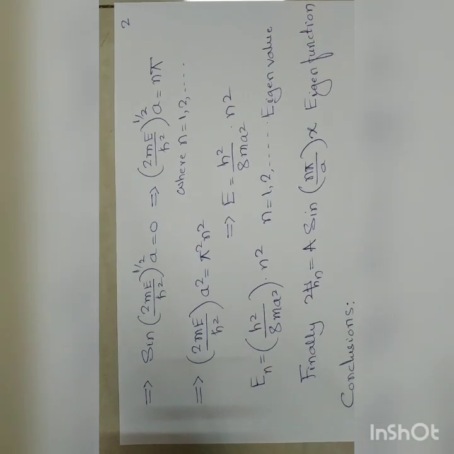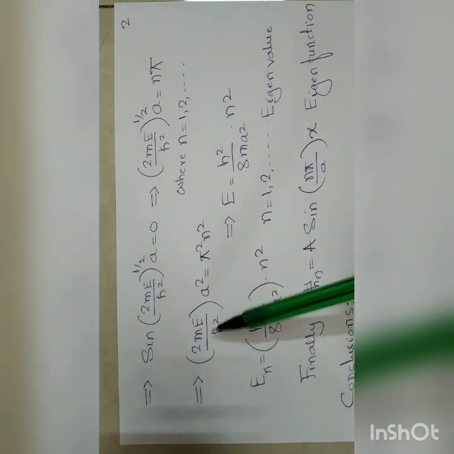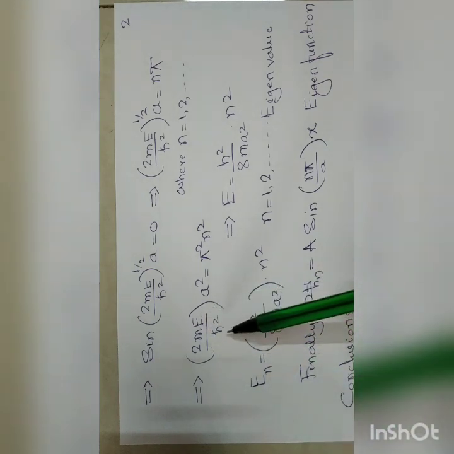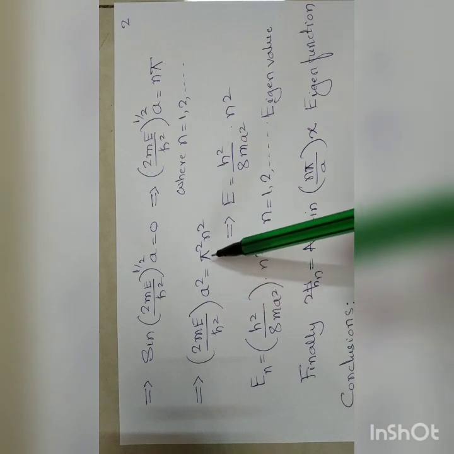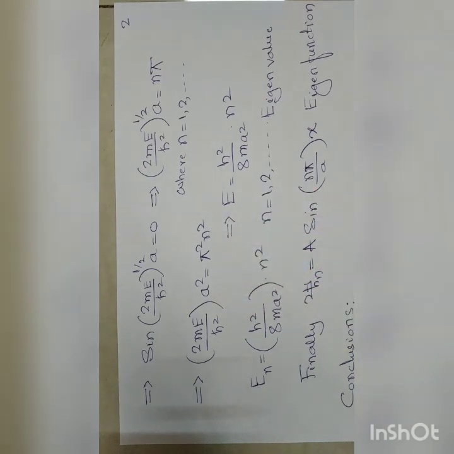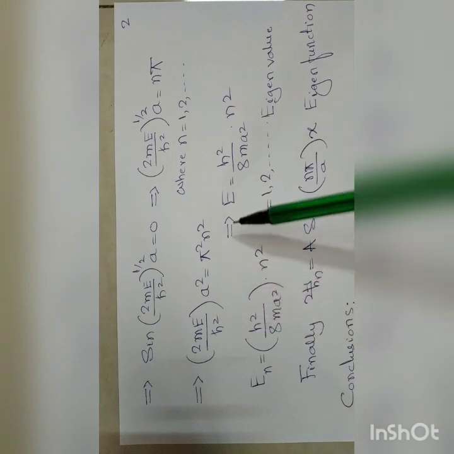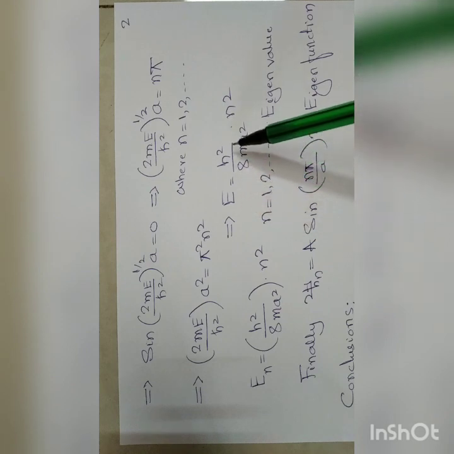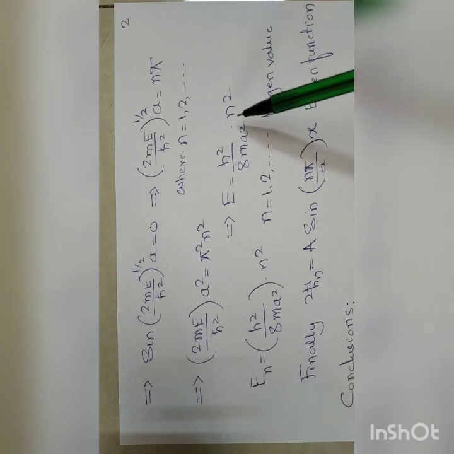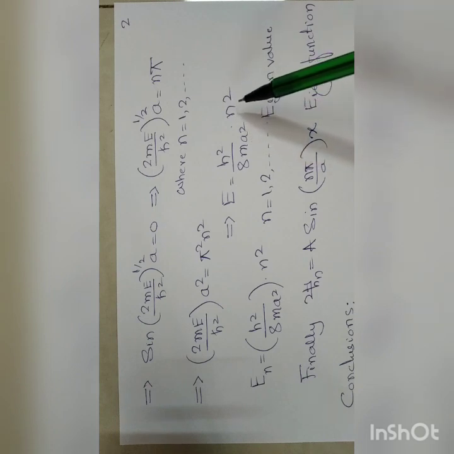Now you can just square it. Therefore, 2mE divided by h cross square into a square is equal to pi square into n square. You can write this equation for energy. As a result of that, we can have E equal to h square divided by 8m into a square into n square.